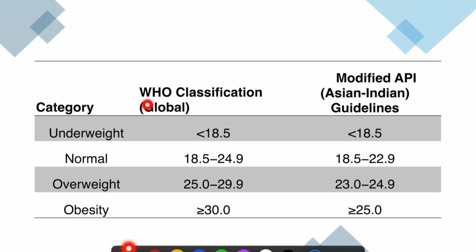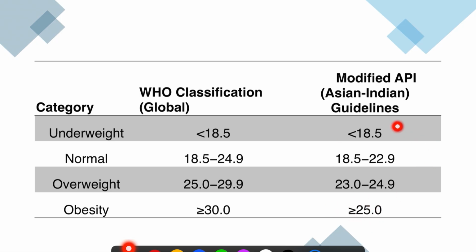This slide shows two classifications for BMI. This is the WHO Global Classification and this is the Asian Indian Guidelines for BMI. Less than 18.5 is categorized as underweight in both. But here we can see that overweight begins at 25 and obesity at 30 in the case of WHO, while in the case of Indians, overweight starts at 23 and obesity starts at a BMI of more than 25.